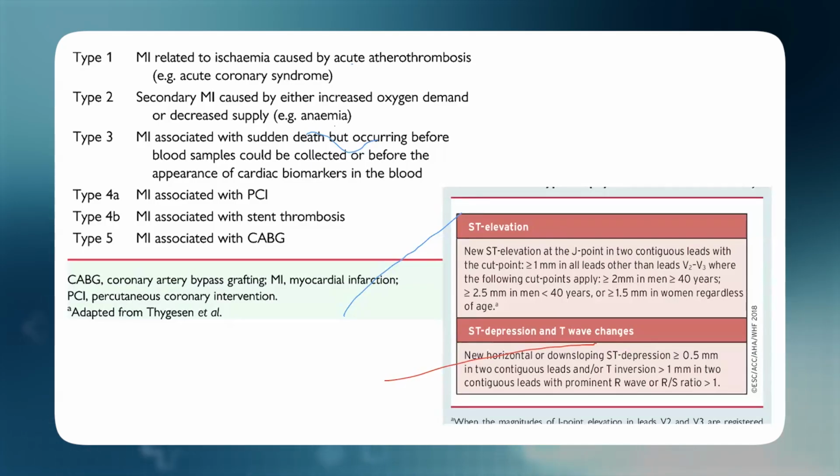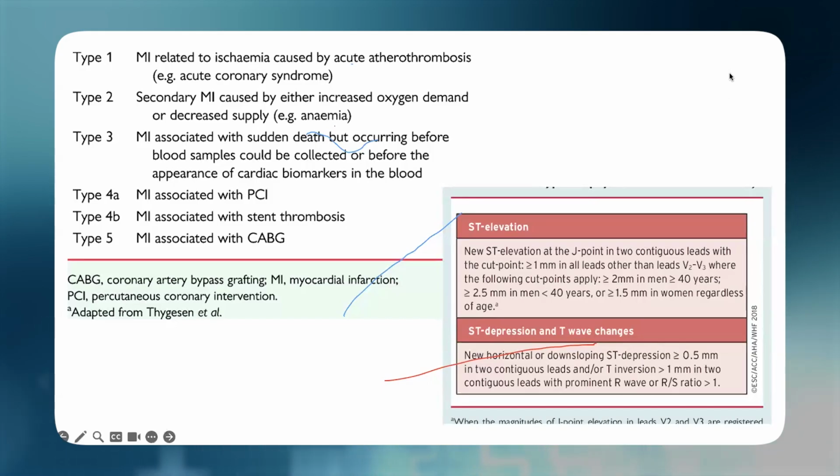Type 3 is MI associated with sudden death but occurring before a blood sample could be collected or before the appearance of cardiac biomarkers in the blood. These are the autopsy MIs. After the person is dead, we do an autopsy and pathologically find a coronary obstruction; that is type 3 MI. Type 4A and 4B are procedure related. 4A is MI associated with PCI. 4B is MI associated with stent thrombosis. Type 5 is MI associated with CABG.